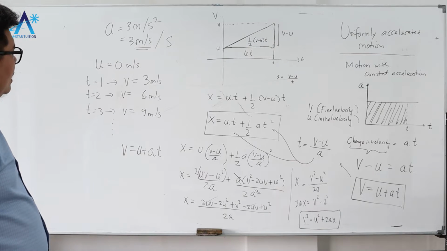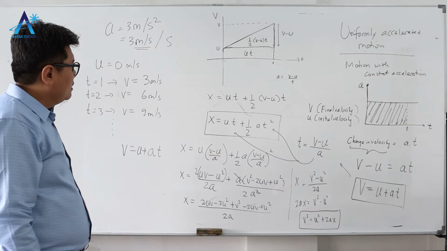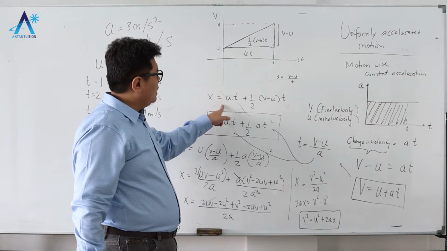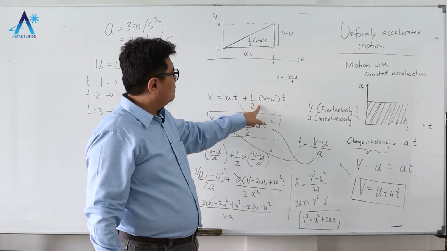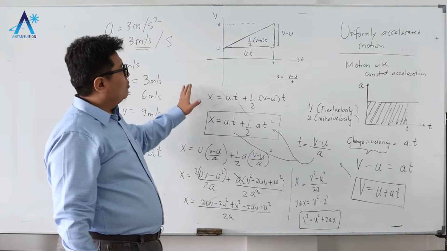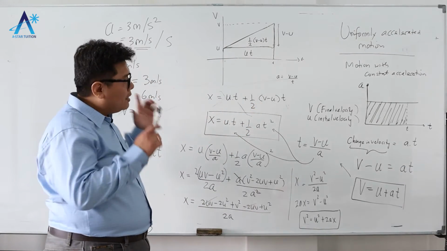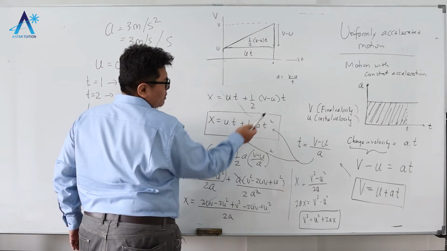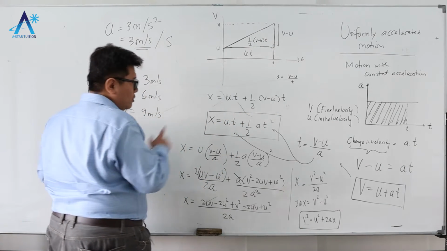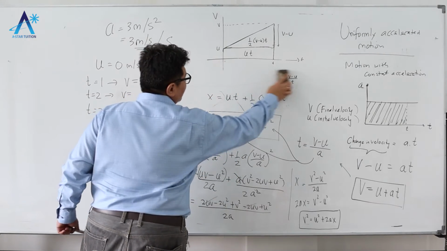How do you calculate the displacement? Now displacement is equal to ut plus half times phi minus u times t. So what happens if I don't replace phi minus u with a t? Remember, earlier I replaced phi minus u with at. If I don't do that, what happens?